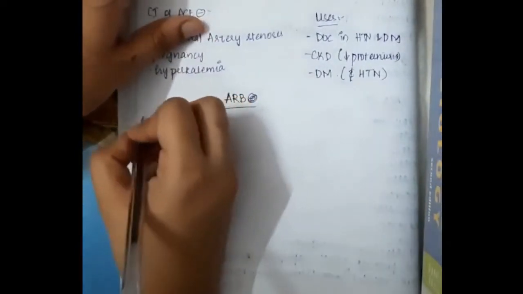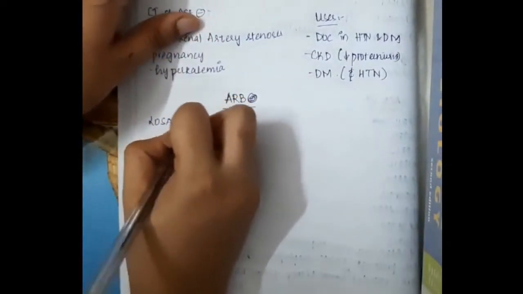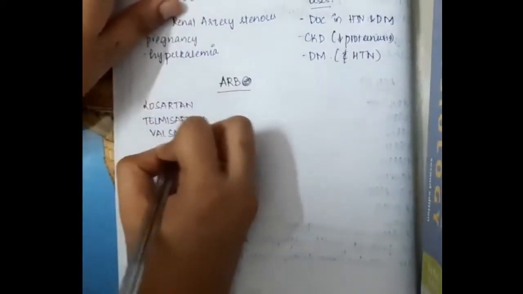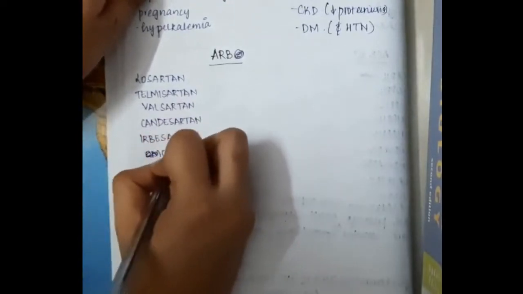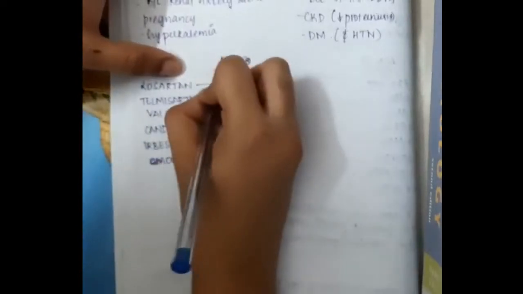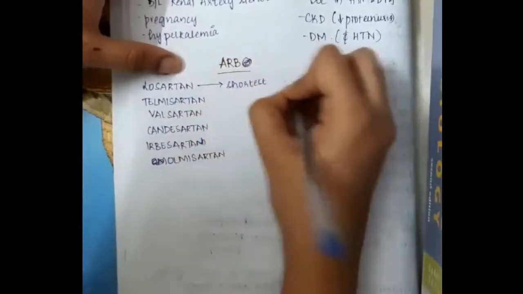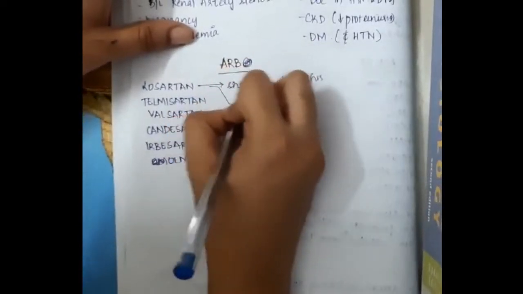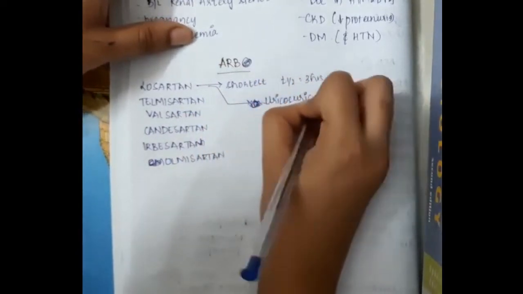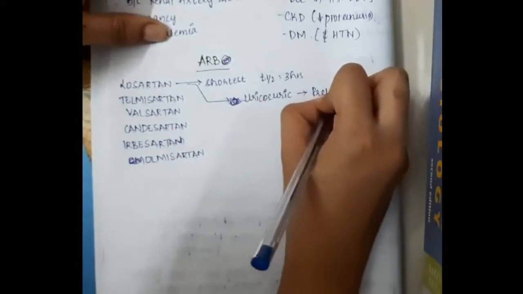Next, ARBs. Angiotensin receptor blockers include losartan, telmisartan, valsartan, candesartan, irbesartan, and olmesartan. First we have losartan. Losartan has the shortest half-life of around 3 hours. It is uricosuric, and losartan is preferred in gout patients.